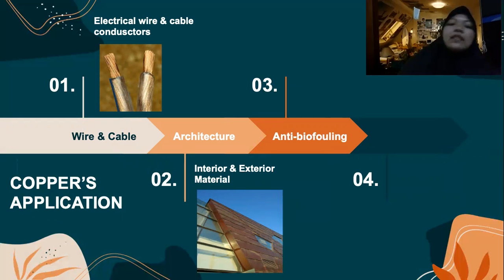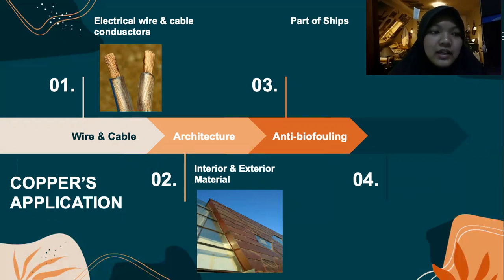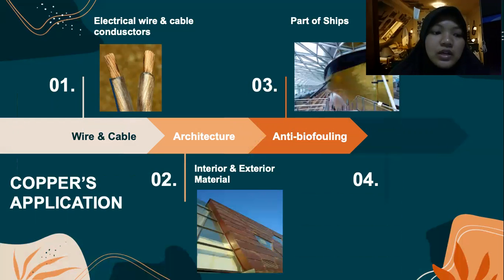And then number 3, anti-biofouling. Fun fact, copper is biostatic. It means bacteria and many other forms of life will not grow on it. So copper is usually used to line parts of ships to protect against barnacles or mussels. So it will make the ships longer lasting.